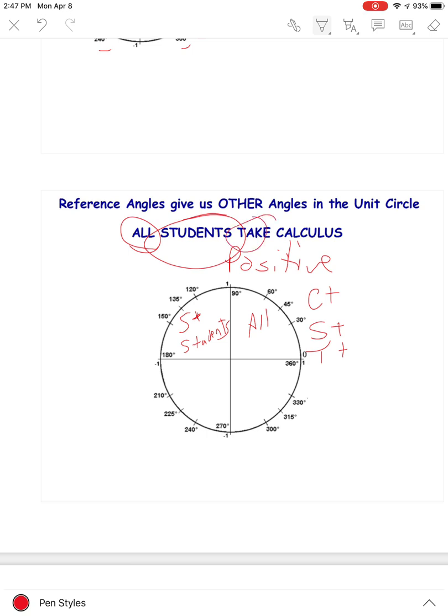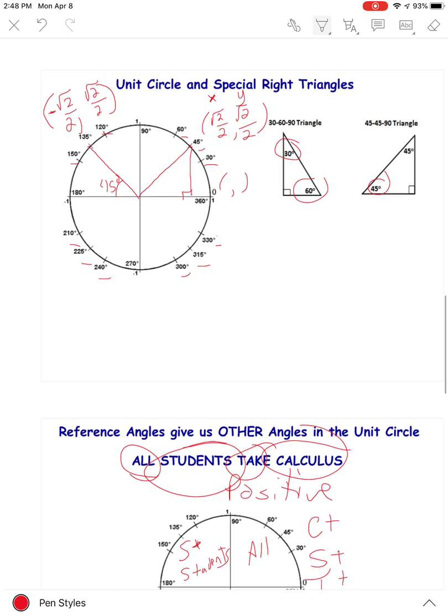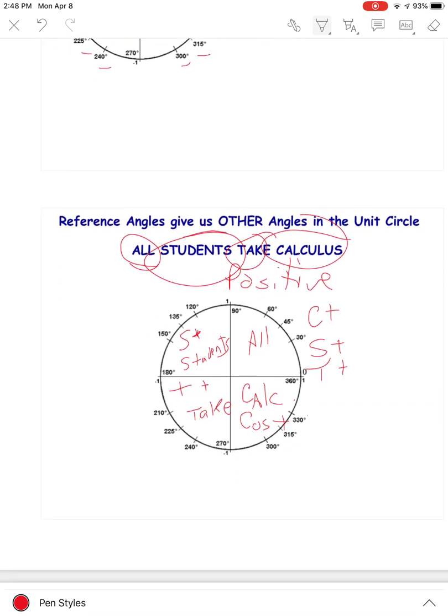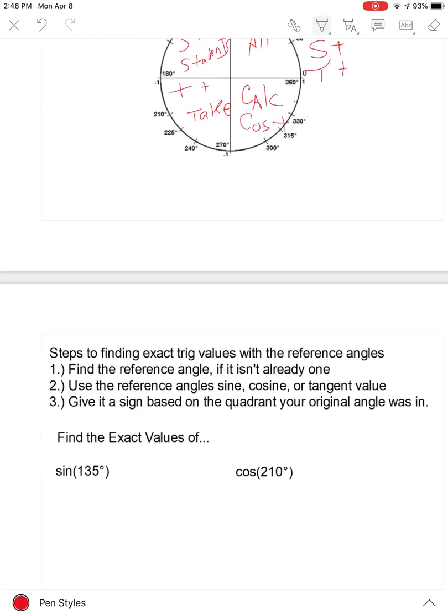Over here I got take. So t is positive, tangent's positive. And then the last quadrant I've got calculus. So cosine's the one that's positive, and the other ones are negative. So if I know the reference angles, the values, because of these special right triangles in the unit circle, and I know which quadrant they land in, I can tell you the exact value without a calculator.